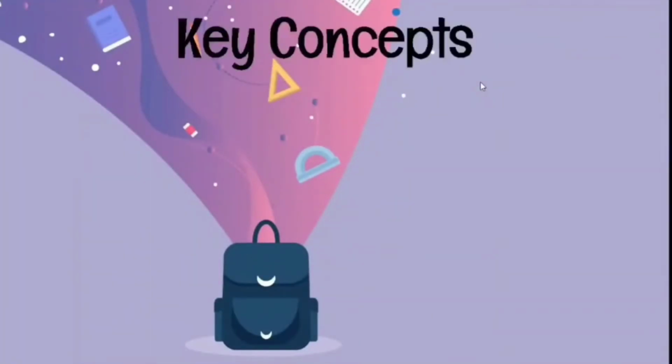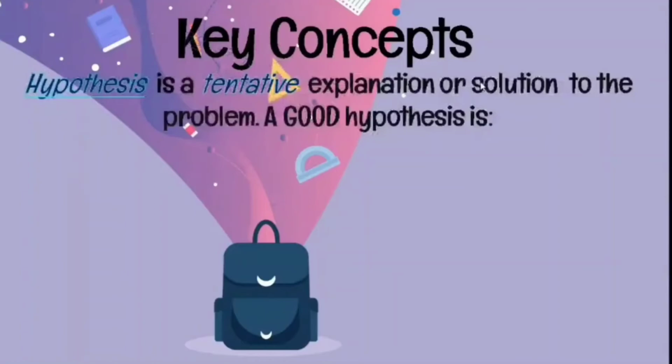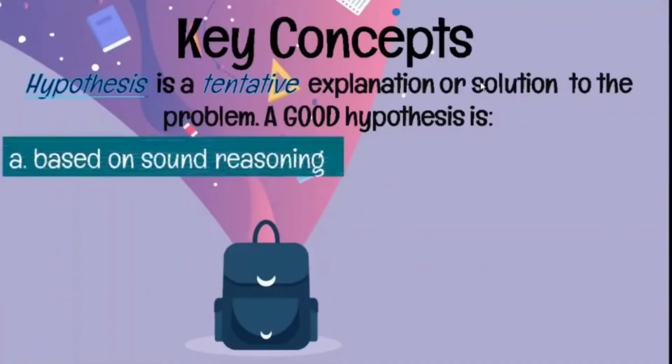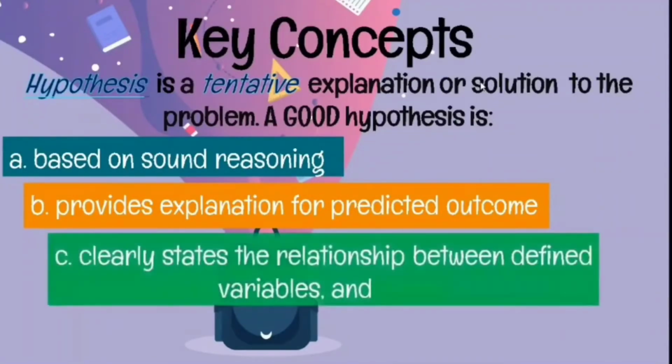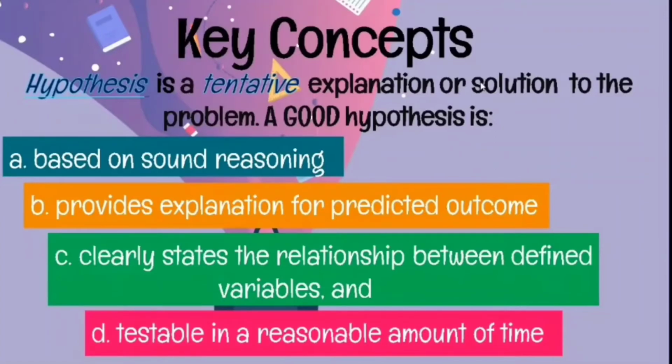The key concepts that we need to remember from this activity is that hypothesis is a tentative explanation or solution to the problem. Again, tentative means not final. However, we need to formulate a good hypothesis. A good hypothesis is letter A, based on sound reasoning. Letter B, provides explanation for predicted outcome or what you are expecting to happen. Letter C, clearly states the relationship between defined variables. And letter D, testable in a reasonable amount of time.